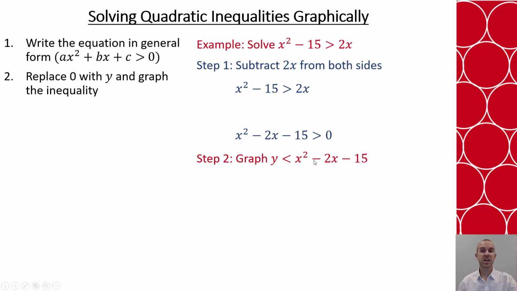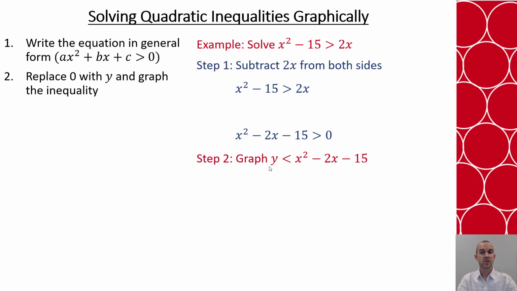Now look how I have changed this inequality. If you see here, I've written this as y is less than x squared minus 2x minus 15, whereas this one says x squared minus 2x minus 15 is greater than 0. But all we've done is said that the inequality must open towards the x squareds, and I've written it in a way that we often will graph.